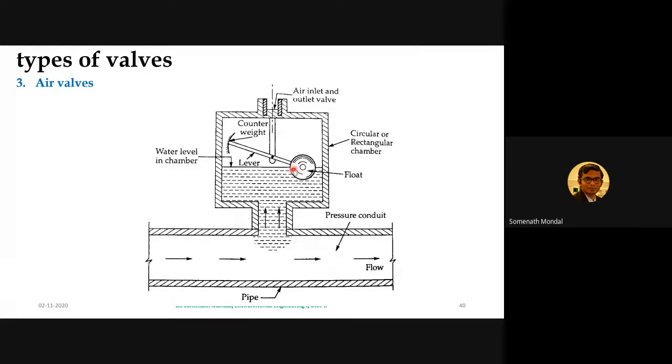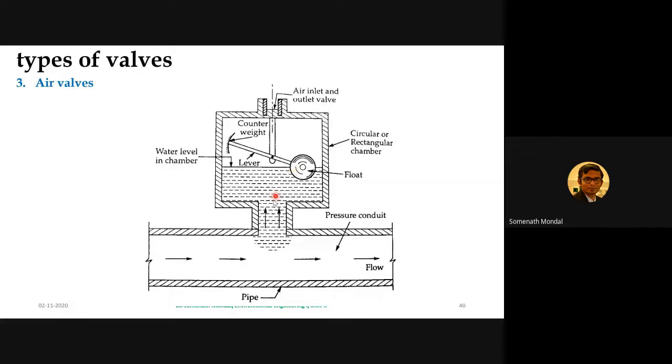On the other hand, what happens when the water is not flowing? That can only happen when the water in the pipeline is not flowing. During that time only can you have such a situation. Where there is accumulation of air in the pipeline, air enters the chamber and makes the float come down, thus opening the outlet, and the accumulated air is driven out through the outlet.